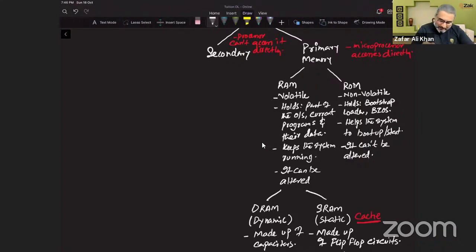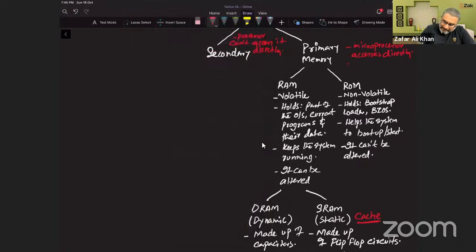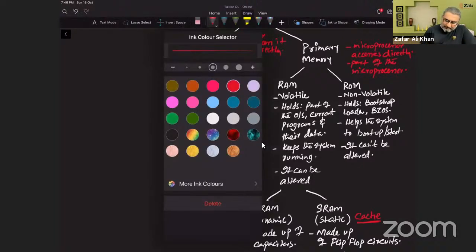Primary memory is part of the microprocessor. Primary memory is the part of the microprocessor. Mind it. This is absolutely necessary to be remembered. ठीक है? Now, secondary memory.